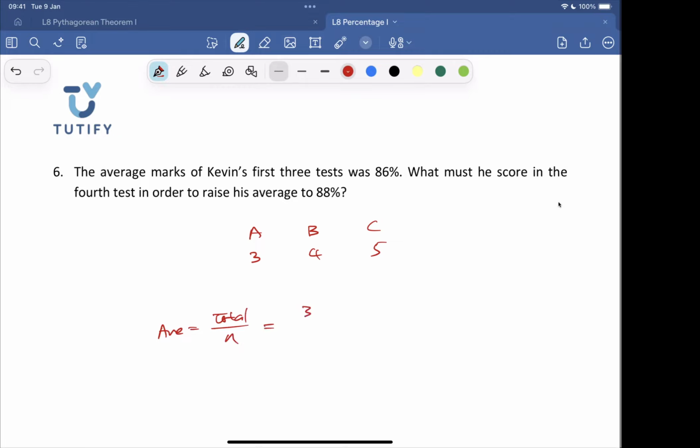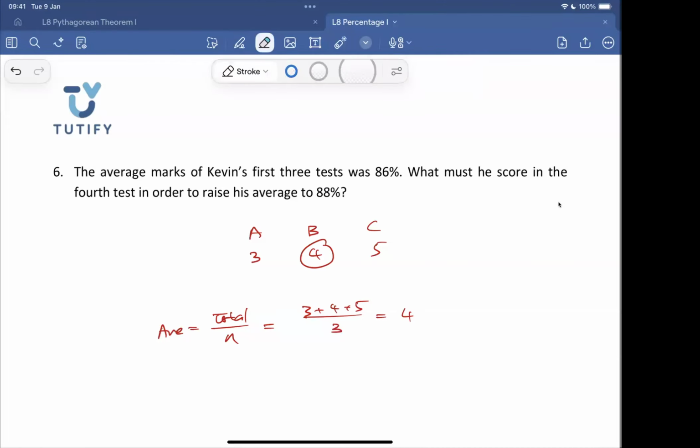So if you add everything together, the total is 12. Then you divide by 3. The answer is 4. Do you notice that the number in the middle is the average? So we can actually find the average by looking at the number in the middle. What else can I do?